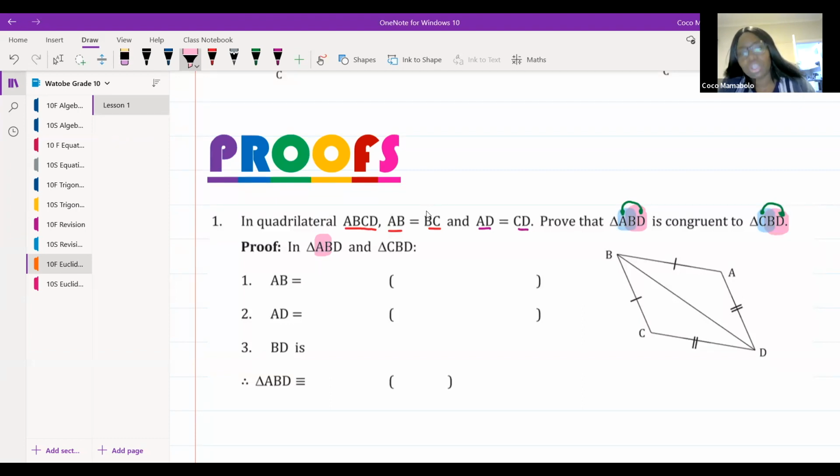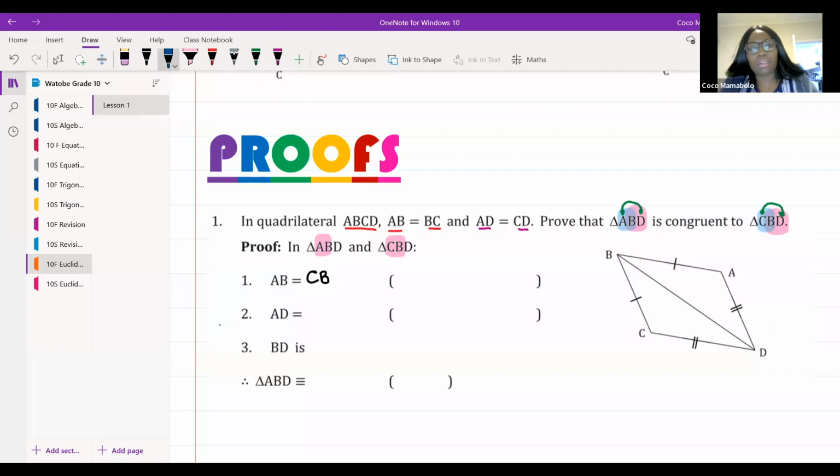AB is equal to, that's it, good, is equal to CB. Good. AB, excellent. I love that. Nkanta, I need to have a look at concentration. I love it. Okay, AB is equal to CB. Excellent. CB. Then they want to know AD.